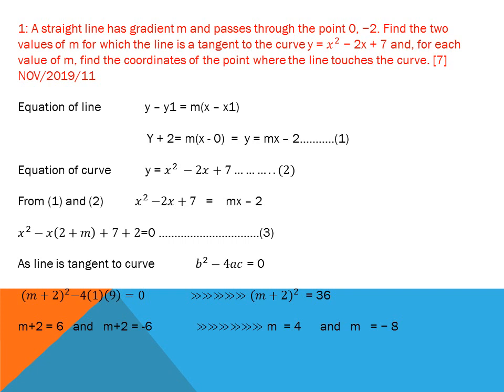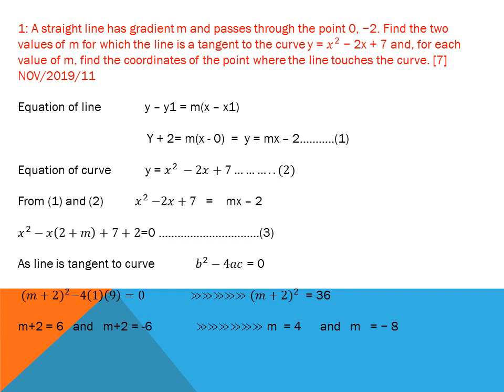Equation of curve: y is equal to x squared minus 2x plus 7. Because the line and curve meet each other, we can equate the y of both the line and the curve's equations. So x squared minus 2x plus 7 is equal to mx minus 2. When I simplify, take the mx minus 2 to the left hand side and take x common. x squared minus x times 2 plus m, plus 7 plus 2. So it will become x squared minus x times 2 plus m, plus 9 here.